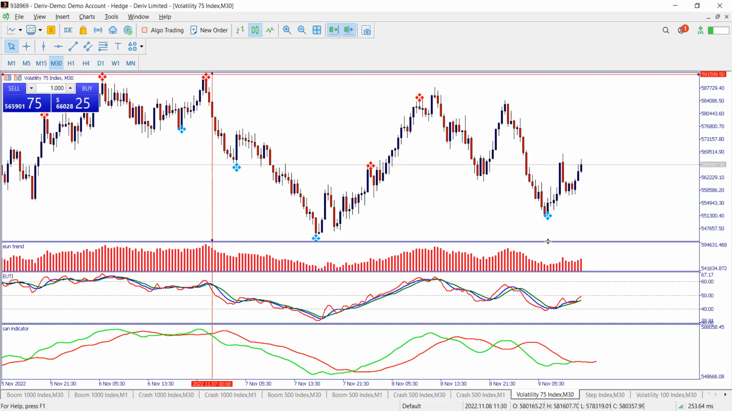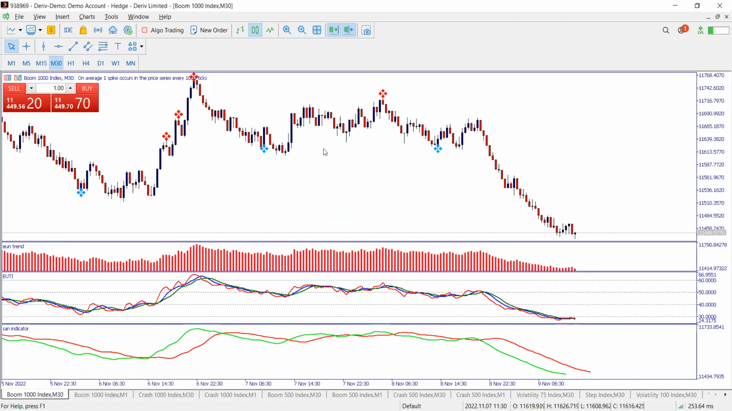Right. So on this V75, since we are still in a sell trade, we only look for sell opportunities. It's the same concept that is applied on every other trading pair. You can see on this Boom, according to us, Boom is selling. We don't have a buy yet on Boom.